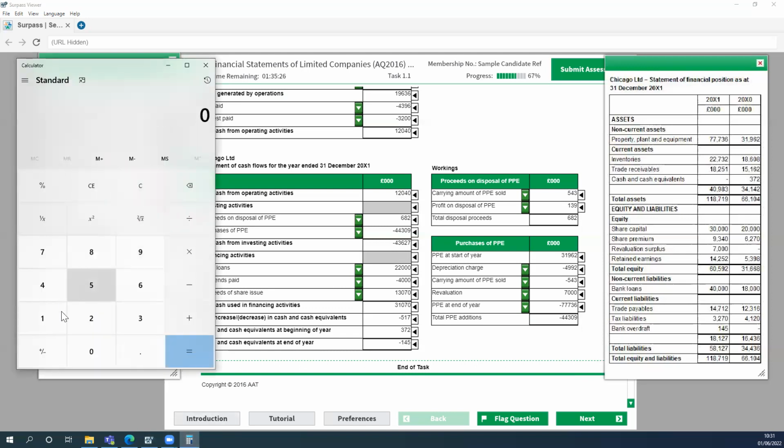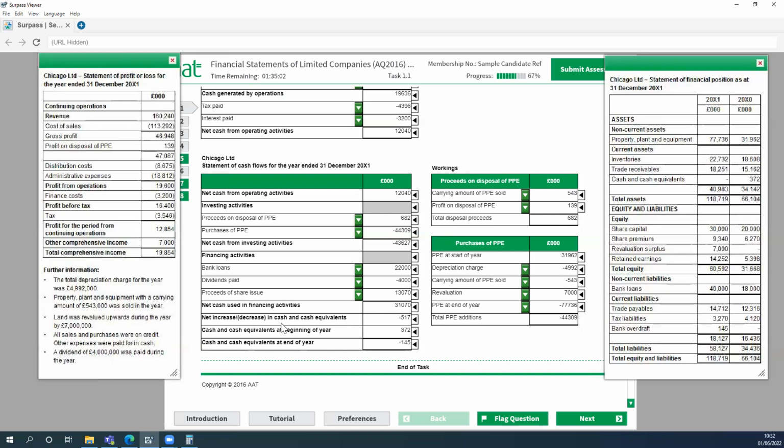So we go 12,040, then minus 43,627, or 3,627, and then plus 31,070, which means we've got our net increase or decrease in cash equivalents. So it's a net decrease in cash and cash equivalents of 517.